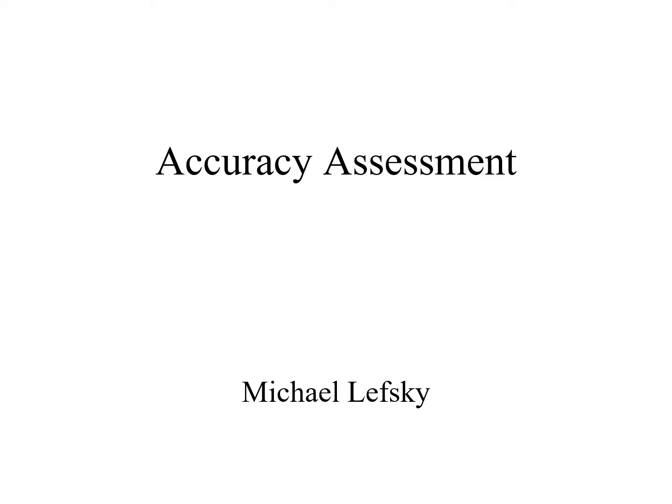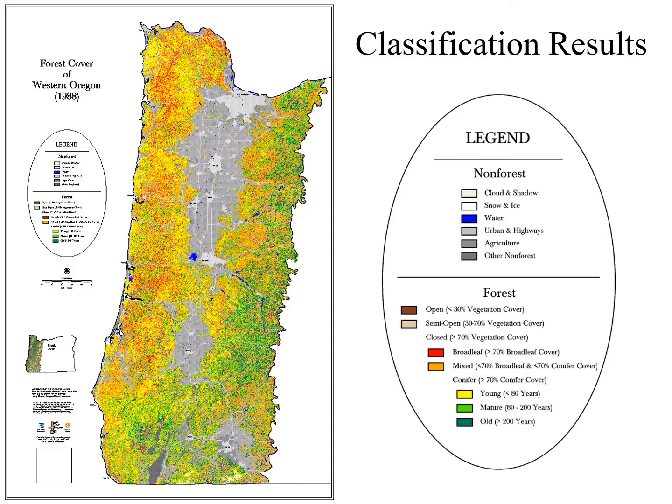Accuracy assessment is one of the most important parts of remote sensing. We looked at classification analysis, and many analyses that are done in remote sensing have to do with classification. But once you've finished your classification, how do you know that it's worth trusting? Here's a very interesting classification.